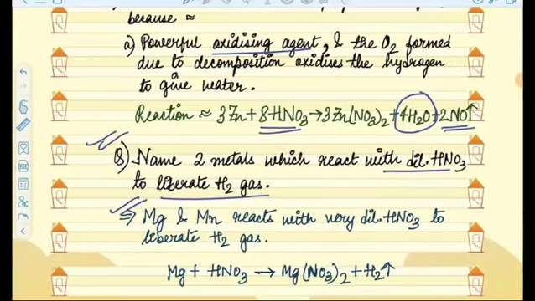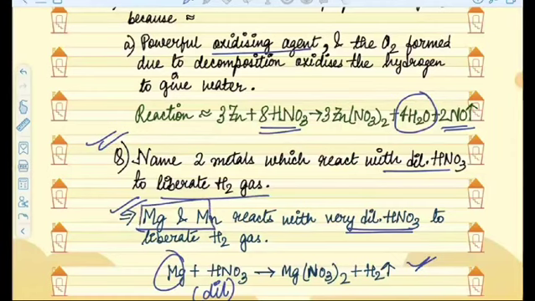The last question is, name two metals which react with dilute HNO3 to liberate hydrogen gas. Mg and Mn, with very dilute nitric acid. Yes, it is possible to form hydrogen, but we have to use dilute nitric acid, like almost 1% nitric acid, and this question comes in the ICSE class 10 board exam as well. So this is a very important question. Magnesium and manganese are the only two metals which will undergo this reaction. Nobody else.